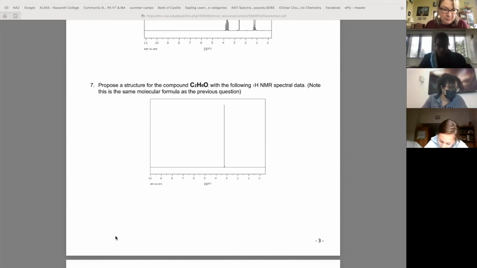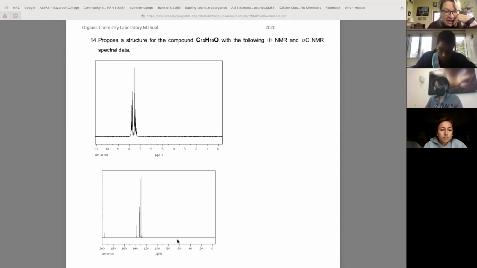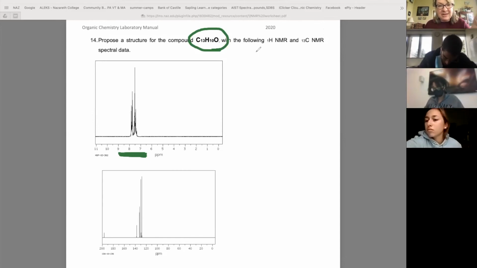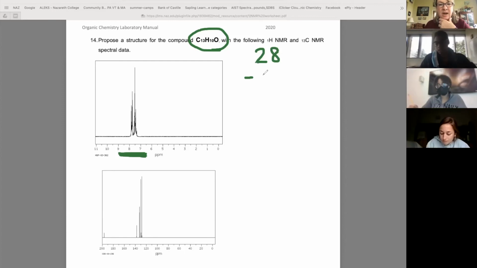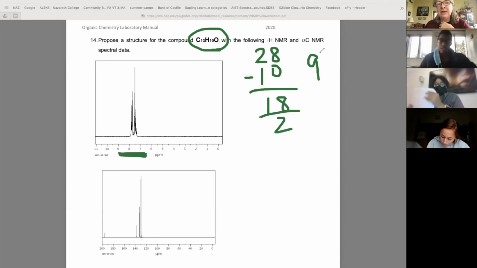Can we do 14? Anytime I see anything in between 6.5 and 8, it means that I have a benzene ring. Oh, but before that, we have to do degrees of unsaturation. 13 times 2 is 26, plus 2 is 28. How many hydrogens do I have? You have 10 hydrogens. 10. So what's left over? 18. 18 divided by 2. 9 degrees. Yikes, 9 degrees. It's a lot.